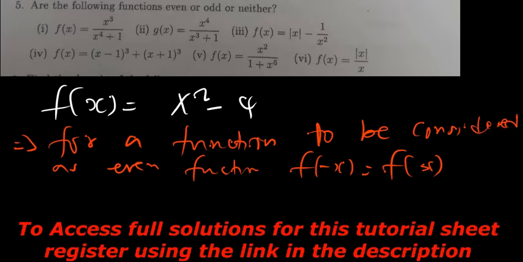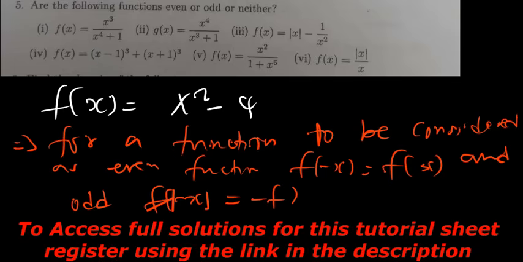And for a function to be considered as odd, f of negative x should be equal to negative f of x. Simple. Now from this information, I can start solving. I'm going to be solving these questions, but mind you, this statement should be the first thing before you start solving any kind of question for even and odd.